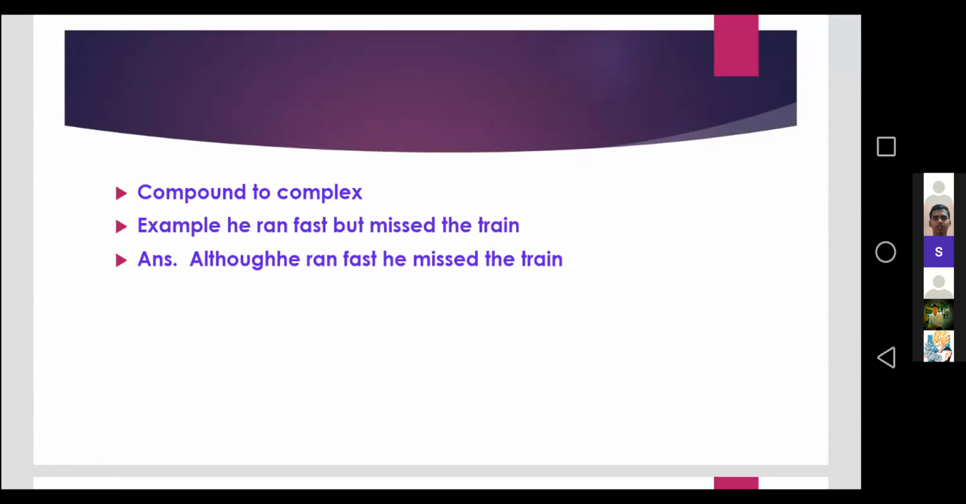So if you have to make it complex, you have to remove this but, and in place of a coordinator, you have to put a subordinator. Excuse me. So subordinators could be though, even though, although, right? When, where, as long as, right? So all these are examples of subordinator. Okay, students. So here we have the answer. Although he ran fast, he missed the train. Students, take care that when you're transforming the sentence, do not use both, that means coordinator and subordinator, together. Okay.